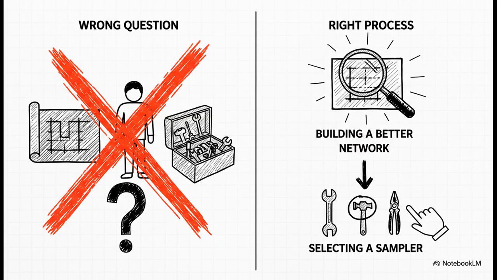So from now on, here's your new rule. The question is never, should I use a Bayesian network or MCMC? That's the wrong question. The real job, the art, is in building a better network, a blueprint that actually captures the important parts of your problem. Once you've done that, you just pick the fastest, most efficient builder, the best MCMC sampler for the job, to get your answers. Focus on the blueprint first.